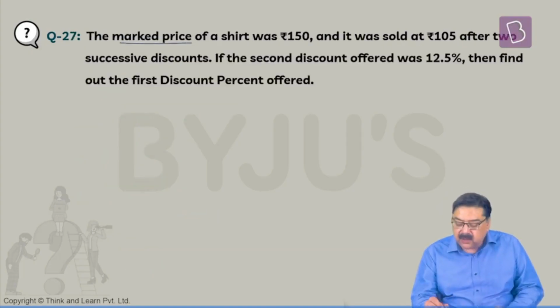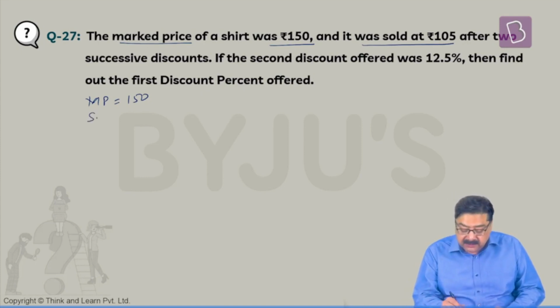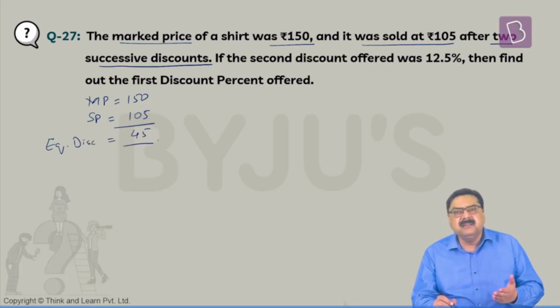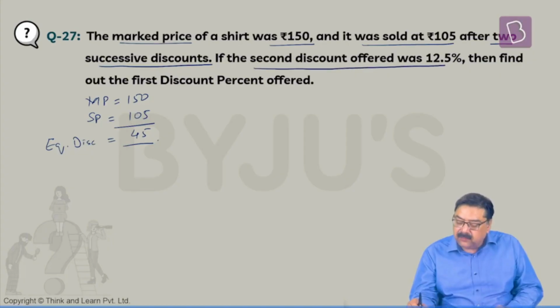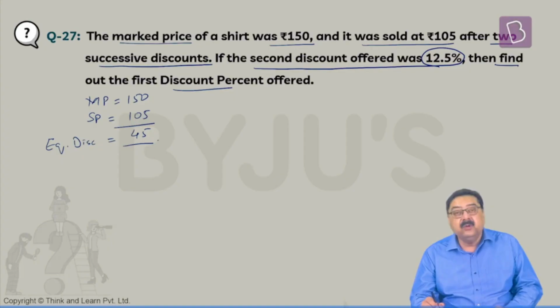The marked price of a shirt was rupees 150. Now it's given, marked price is rupees 150 and it was sold at rupees 105. So the selling price is also given, 105. And this was done after two successive discounts. So anyhow, the equivalent discount value you already know, it is rupees 45. Marked price minus selling price is discount. The second discount offered was 12.5%. Then find the first discount percent offered.